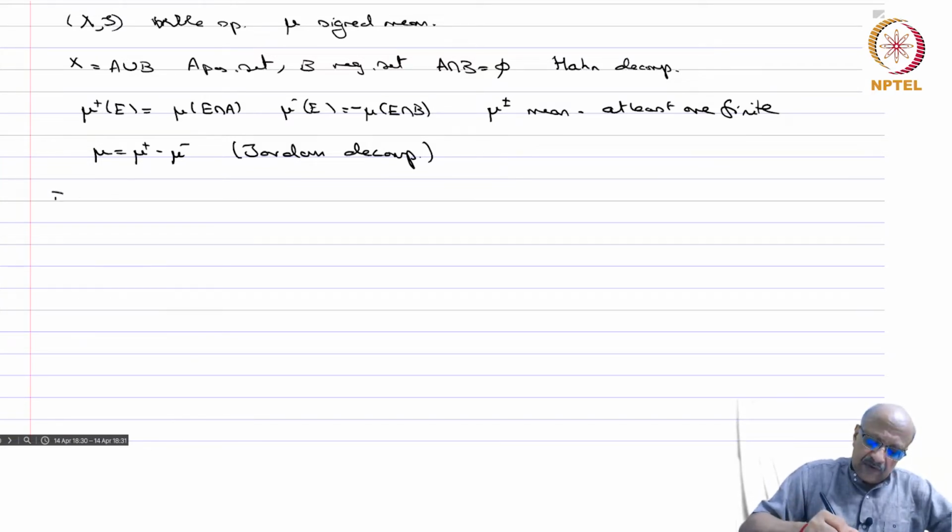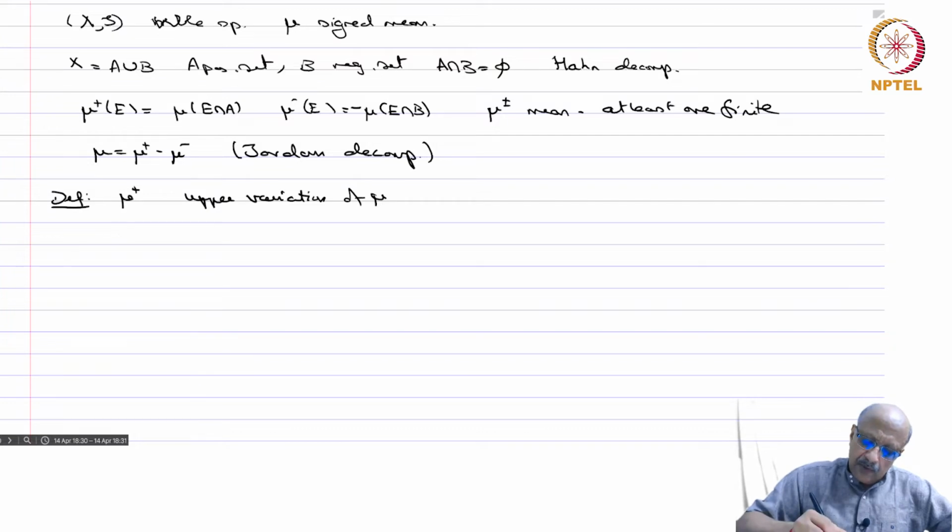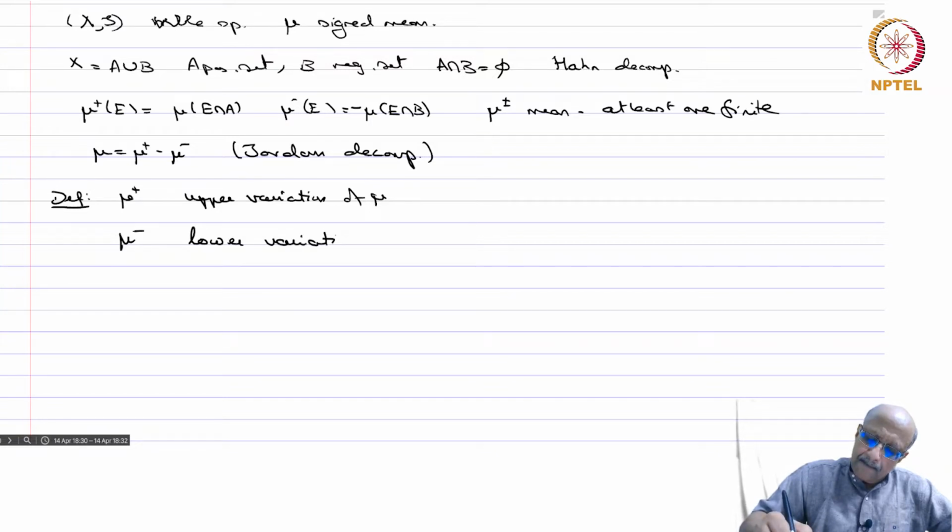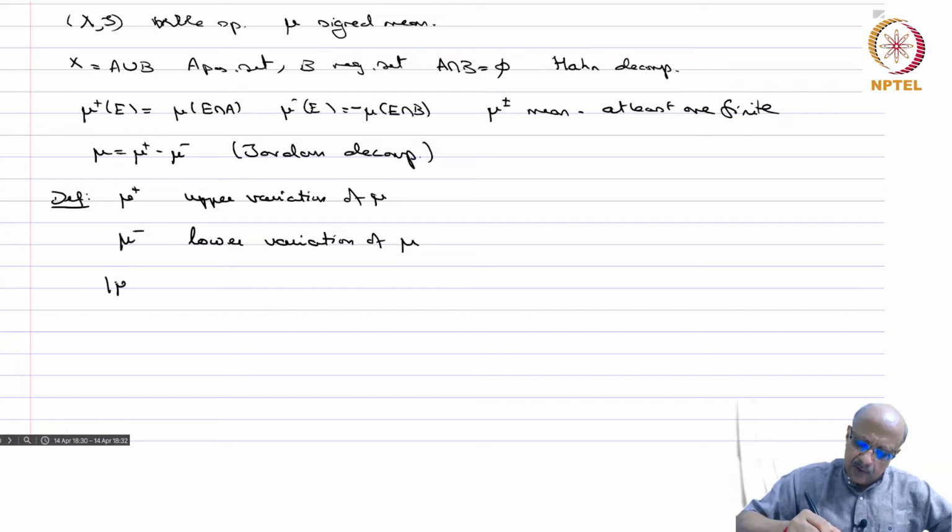Okay, so now we say, definition: mu plus is called the upper variation of mu. Mu minus is called the lower variation of mu, and mod mu equals mu plus plus mu minus is called the total variation of mu.